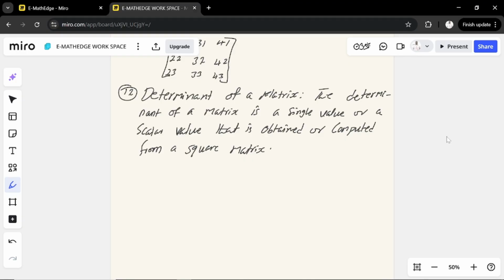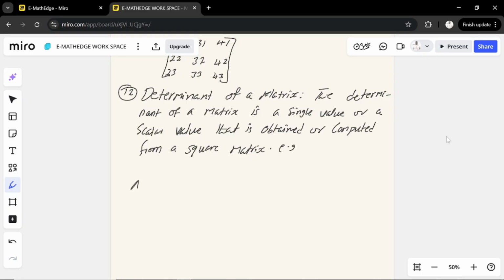Now, the determinant of a matrix is a single value or a scalar value that is obtained or computed from a square matrix. That's to say, the first requirement must be that it is a square matrix. So let's look at an example.